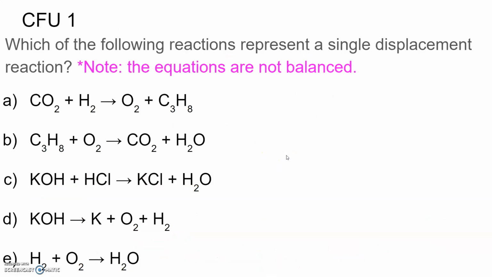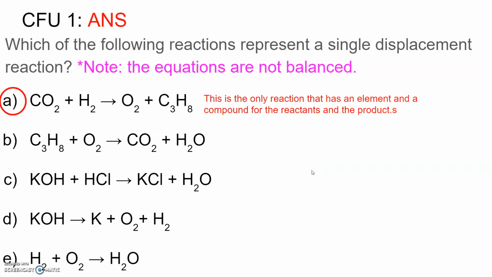All right, now we have our CFU. Which of the following reactions represent a single displacement reaction? You're going to study these reactions, pause the video now, and when you press play again, the answer will be revealed. Okay, the answer here is choice A. This is the only reaction that has an element and a compound for the reactants and the products. And we see a sort of switching here where the hydrogen displaces the oxygen and forms a new compound, and then the oxygen comes out as an element.